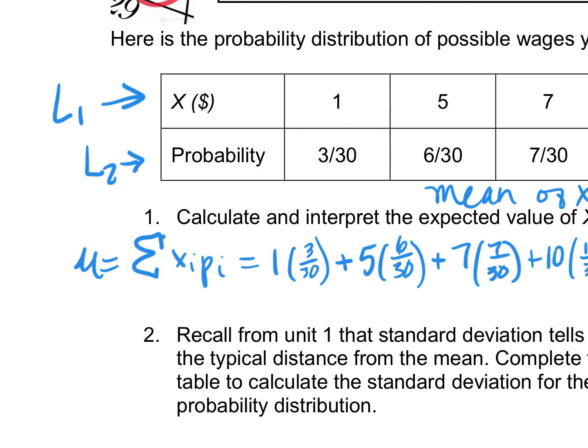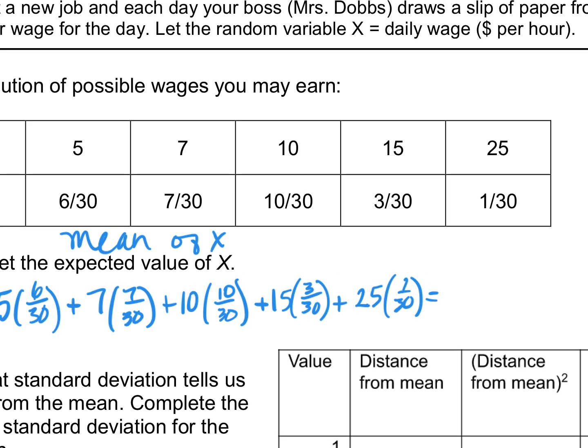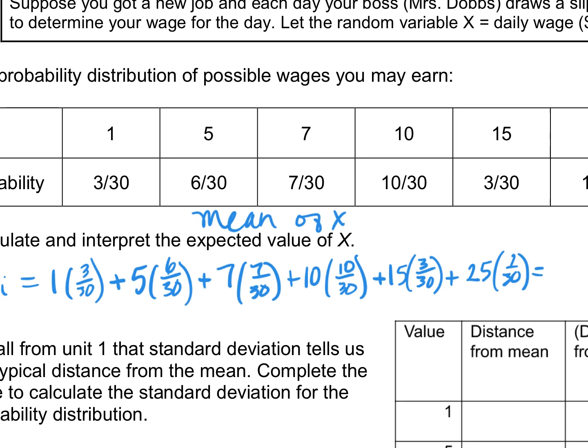So if I go to STAT, Edit, I've got junk in my list. If you're like me, just go up to the name of the list, L1, hit clear and enter, and that should empty it. In L1, I'm going to put my outcomes: 1, 5, 7, 10, 15, and 25. Those are the wage possibilities, right?